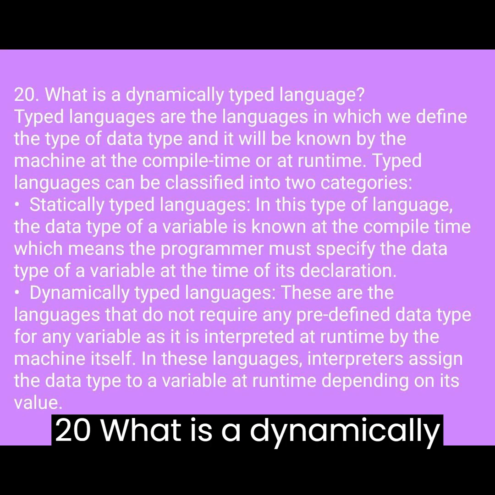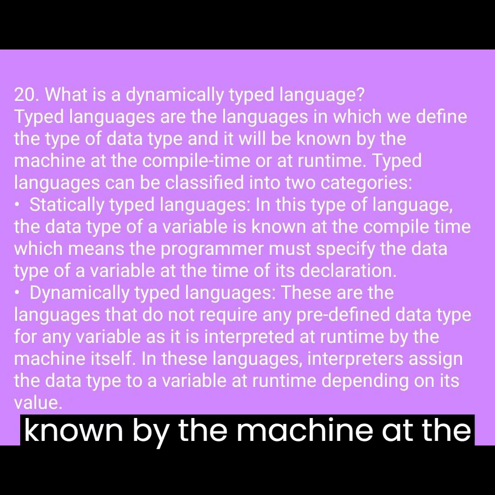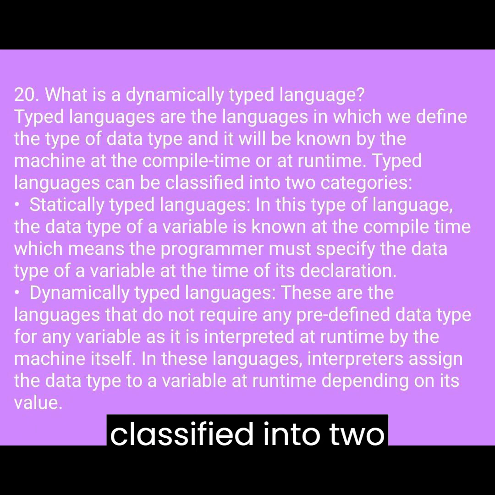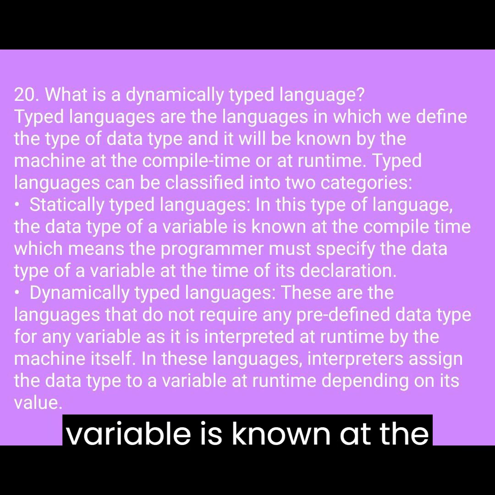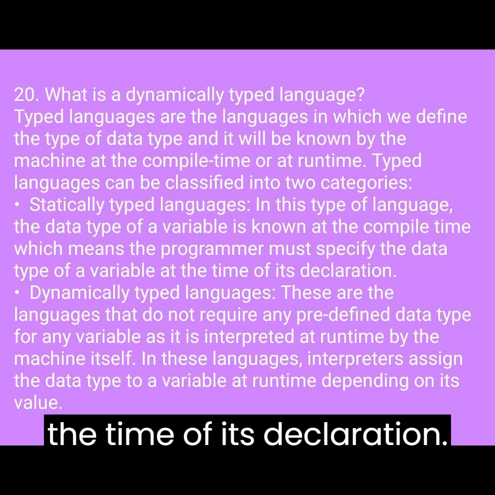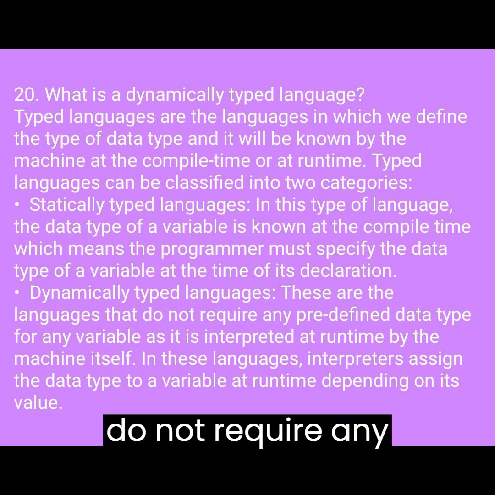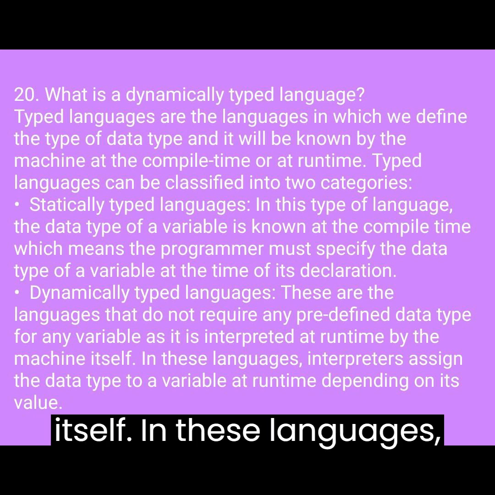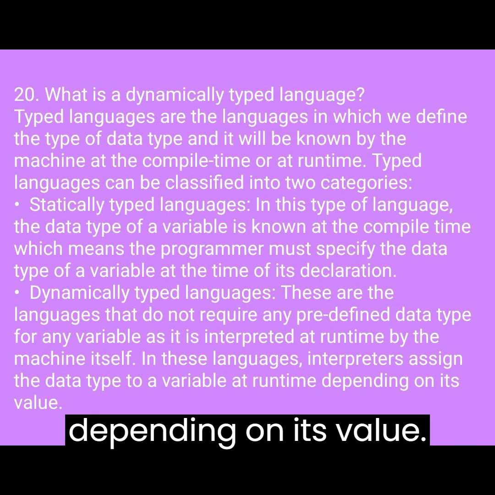20. What is a dynamically typed language? Typed languages are the languages in which we define the type of data type and it will be known by the machine at compile time or at runtime. Typed languages can be classified into two categories. Statically typed languages. In this type of language, the data type of a variable is known at compile time, which means the programmer must specify the data type of a variable at the time of its declaration. Dynamically typed languages. These are the languages that do not require any predefined data type for any variable as it is interpreted at runtime by the machine itself. In these languages, interpreters assign the data type to a variable at runtime depending on its value.